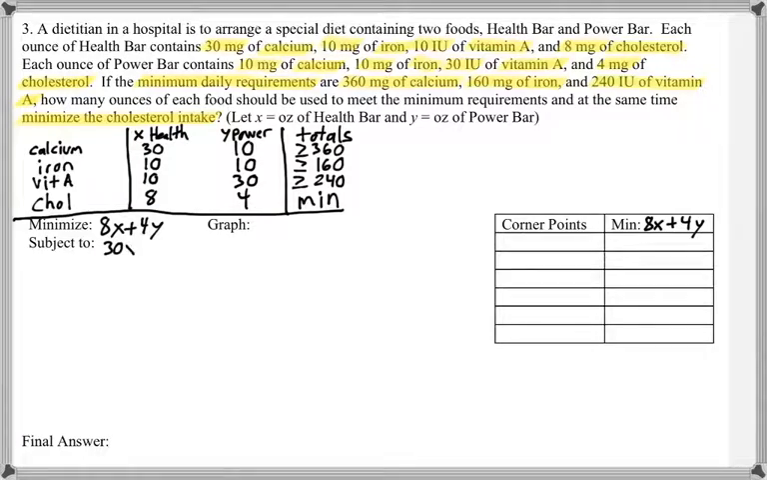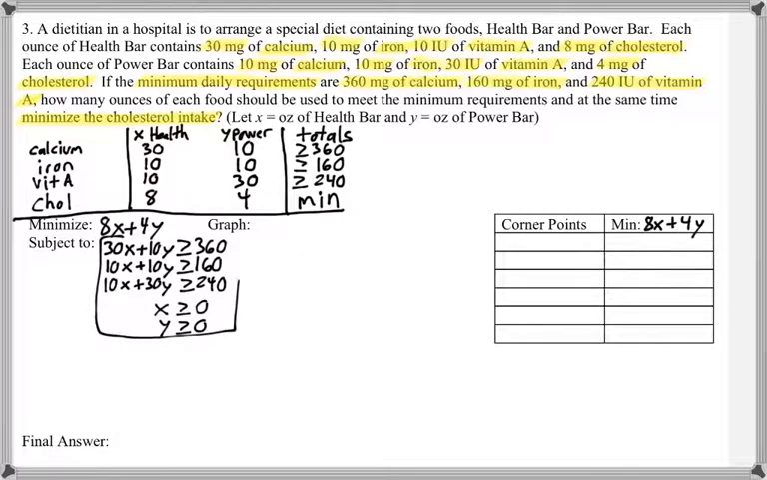And then the other three are my constraints. So 30x plus 10y is greater than or equal to 360. 10x plus 10y is greater than or equal to 160. 10x plus 30y is greater than or equal to 240. And then because this is real life, x has to be greater than or equal to 0, and y has to be greater than or equal to 0. So these are all of my constraints. And I'm going to want to graph these, so I need to isolate for y in each of these three inequalities.